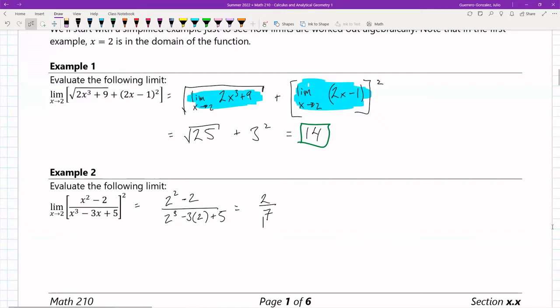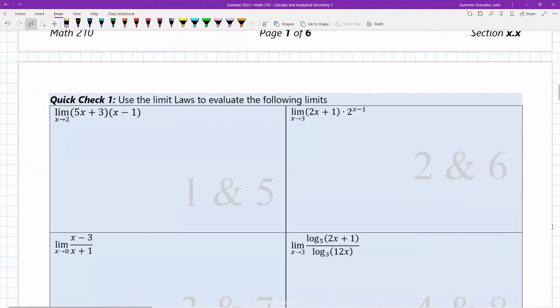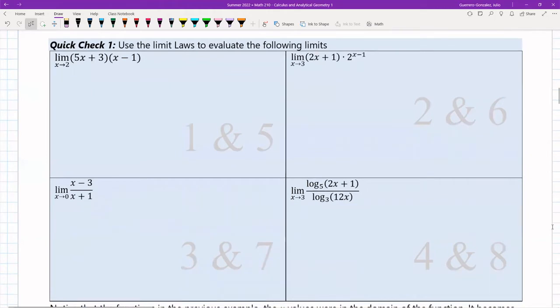So this is how to find just good old regular limits. Notice that for both of these, the value 2 is in the domain, so there was no problem with me plugging it in. I want you guys to practice some of this in your quick checks. These are probably going to be really quick. Discuss them with your group mates.